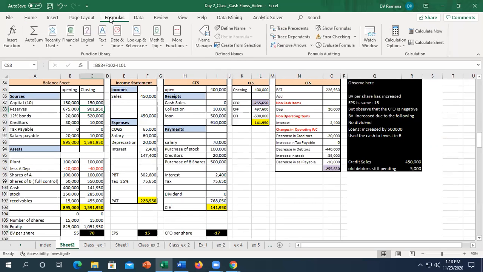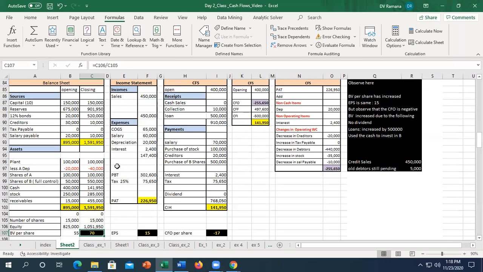The book value has increased because the entire profit has been retained by the company. No dividend. But how did the book value increase? Because equity has gone up. If the equity has gone up, that means the entire profit has been retained. The equity has gone up because the entire profit has been retained.